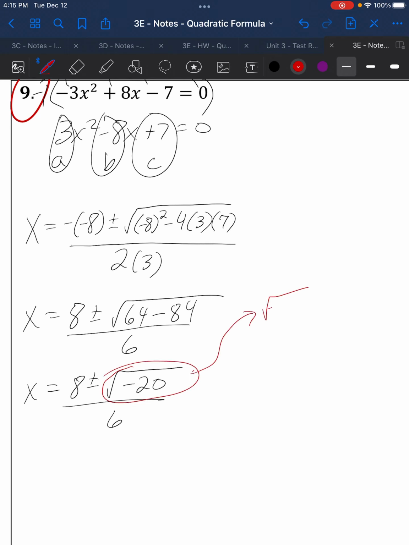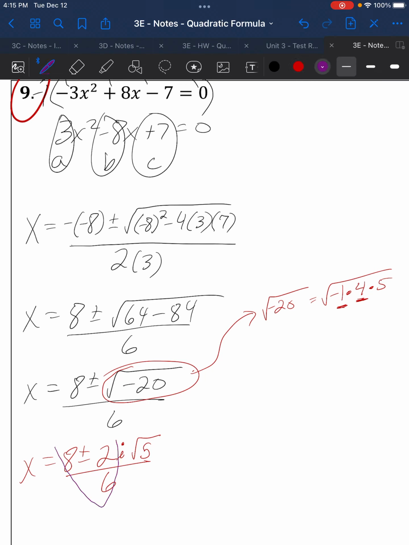At this point, I need to take the square root of negative 20 and I need to simplify it. So that is going to be the negative 1. Biggest perfect square is 4 times 5. So that square root of 20 is going to get replaced with square root of 4 is 2. Square root of negative 1 is i. And then square root of 5. All divided by 6. Now this is great, but this is not the final answer.